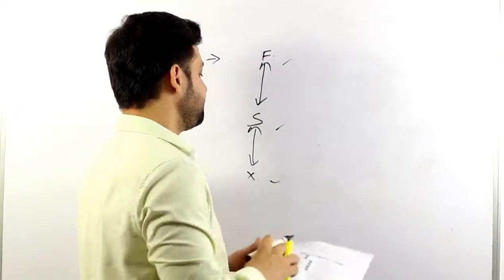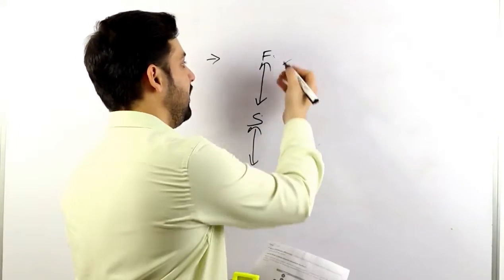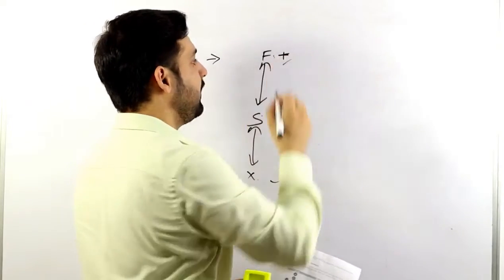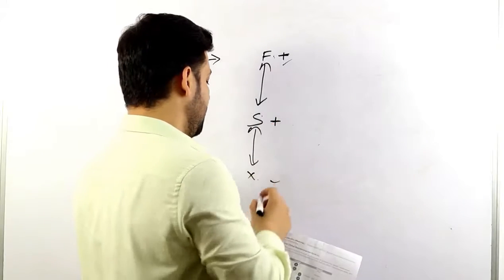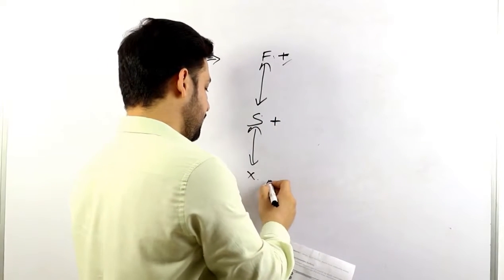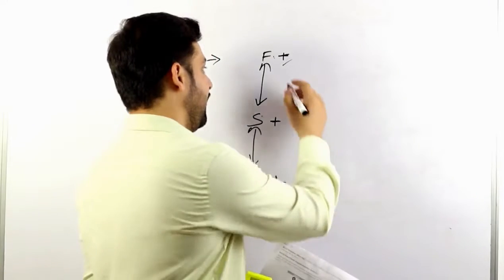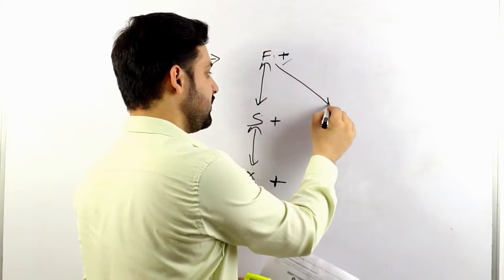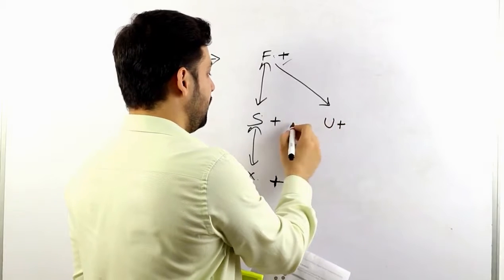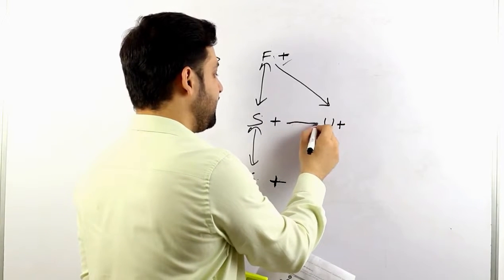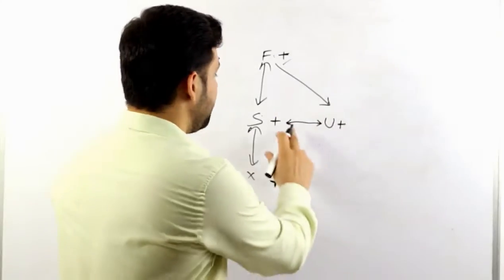And secondly, for example, F is the father of S. F is a father, so we'll give the plus symbol to F. S is the son, so it's also a plus symbol. X is the son of S, so it's also a plus symbol. Then if F has a second son named U, their relationship will be depicted by a simple arrow. That's how we depict their relation.